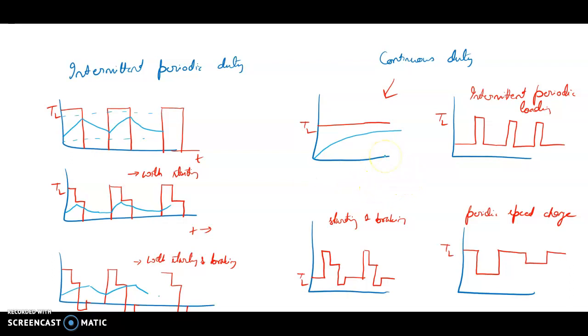So ultimately, this is how we classify the motor duty in terms of short duty, intermittent duty, and continuous duty. And these are all eight different types.